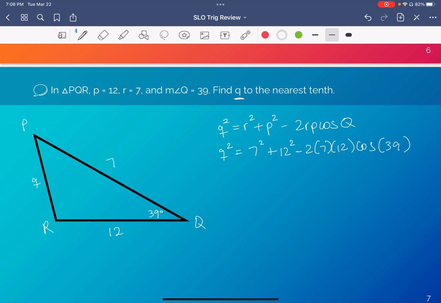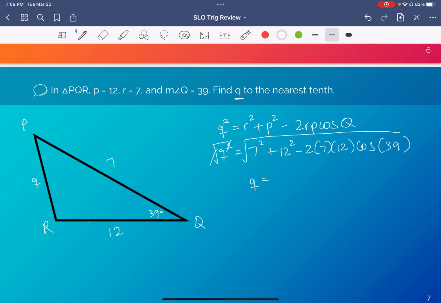Now notice that on the left hand side I have Q squared. At the end though, I'm going to want Q by itself. So I'm going to save myself an extra step in my calculator calculation by just going ahead and taking the square root from the get-go, because these are going to cancel out and I'm going to get Q by itself.